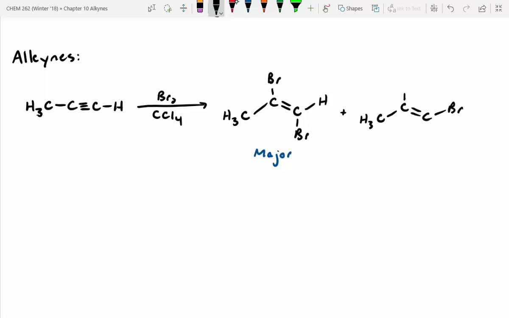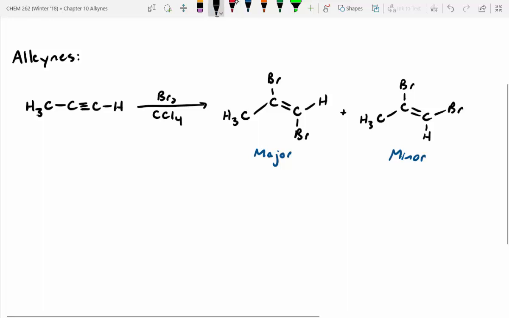Where both bromines are on the same side, so the cis isomer. And this will be your minor product. We're not going to get into the mechanism behind this, and to be honest, it's not well understood. Most chemists believe that it involves some radical chemistry, and so you don't always get anti-addition for this first step.